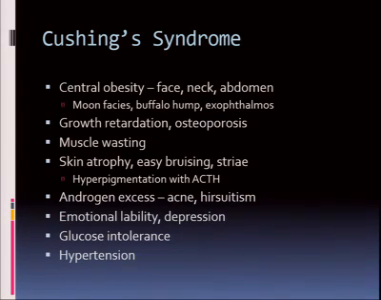The manifestations, I'm sure most of us have seen this in one situation or another. They have central obesity, which involves the face, neck, and abdomen, moon facies, the buffalo hump. They can have exophthalmos. Growth retardation is very common in children who have Cushing syndrome. Osteoporosis, poor bone health is very common. Muscle wasting, skin atrophy, easy bruising, they're very much at risk for developing significant striae. You can see hyperpigmentation with Cushing's disease, again, this hyper-ACTH state. Symptoms of androgen excess, including acne and hirsutism, a lot of emotional issues, which we often see with patients who are on prednisone, glucose intolerance going on to diabetes, and of course hypertension.